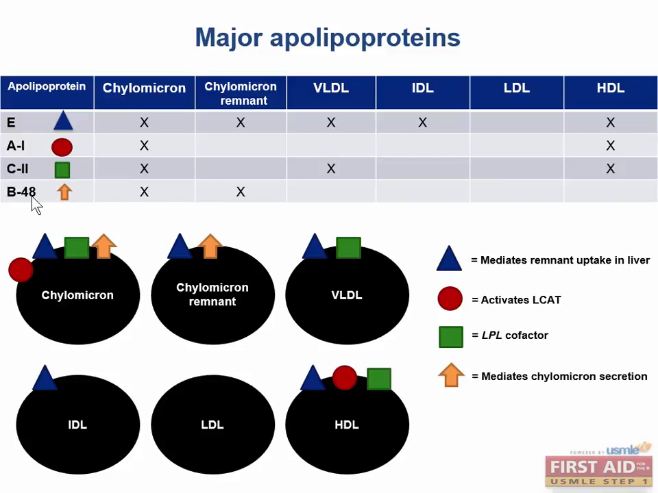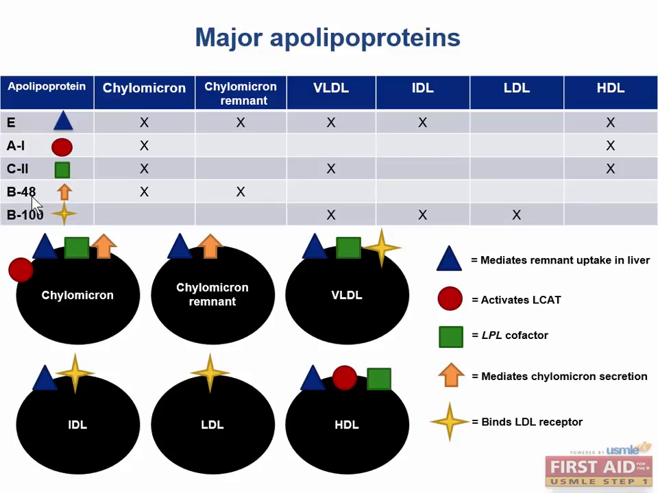Apolipoprotein B48 is going to mediate chylomicron secretion, so this is only going to be found on chylomicrons and the remnants. Our last major apolipoprotein is B100, and it's mostly present on VLDL, LDL, and IDL molecules. It functions to bind the LDL receptors and allows these lipoproteins to unload their products to cells in the body.